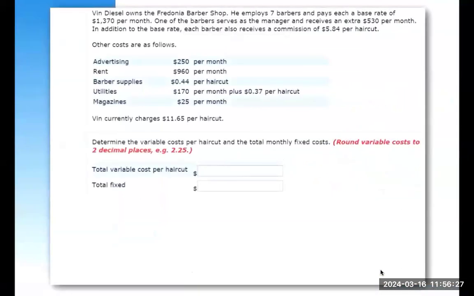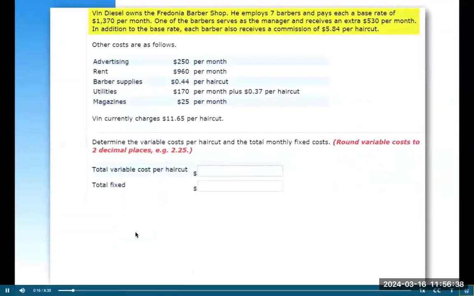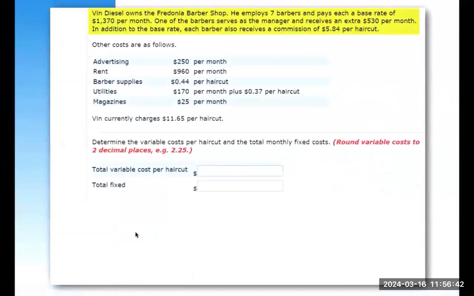The purpose of this problem is to apply various cost, volume, profit concepts. We're given information regarding a barbershop. The barbershop employs 7 barbers and pays each a base rate of $1,370 per month. One of the barbers also serves as the manager and receives an extra $530 per month.